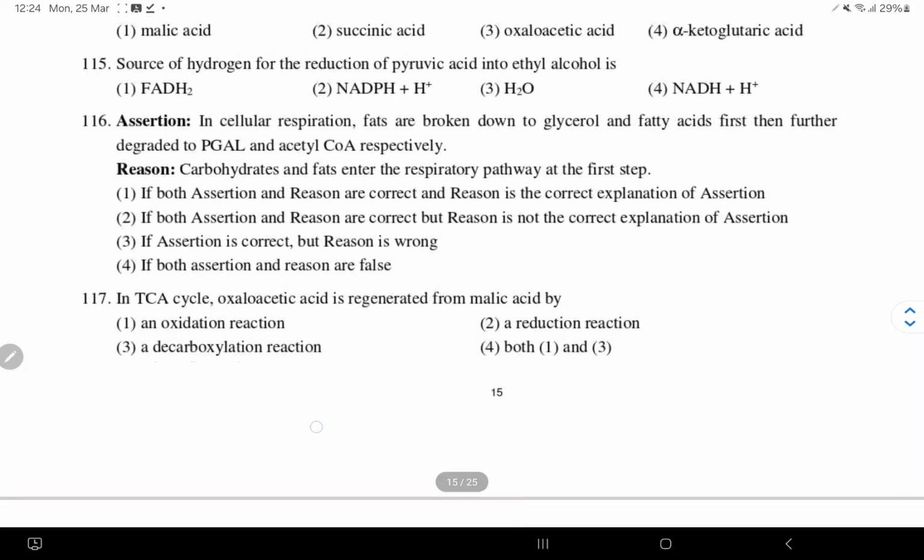In cellular respiration, the fats are broken down to glycerol and fatty acids first and then further degraded to PGAL and acetyl-CoA respectively, right? Carbohydrates and fats enter the respiratory pathway in first step. No, fats have to be converted into fatty acids and glycerol, and next again there are many steps. So assertion is right but reason is wrong.